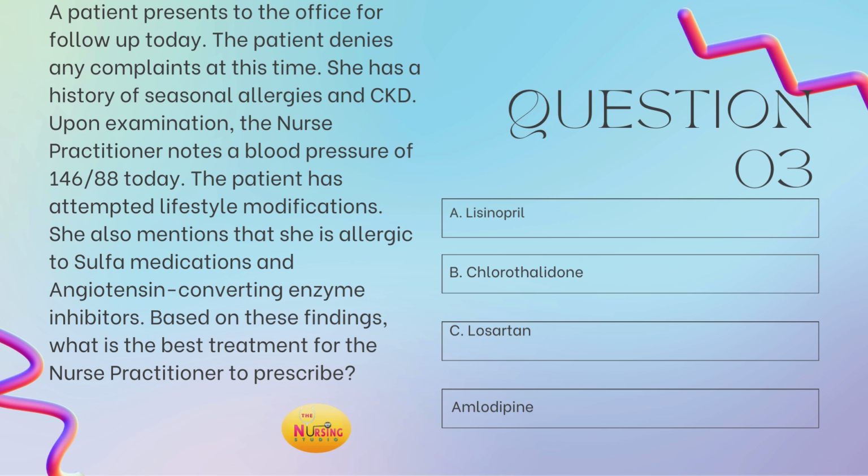The patient has attempted lifestyle modifications. She also mentions that she is allergic to sulfa medications and angiotensin converting enzyme inhibitors. Based on these findings, what is the best treatment for the nurse practitioner to prescribe? Is it A, lisinopril, B, chlorothalidone, C, losartan, or D, amlodipine? Take a moment and tell me what you got.